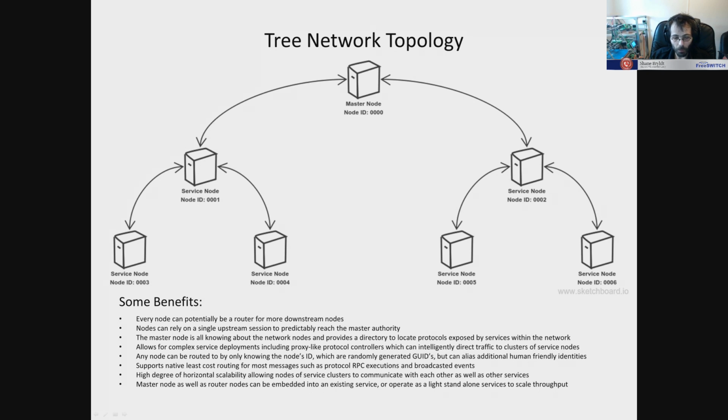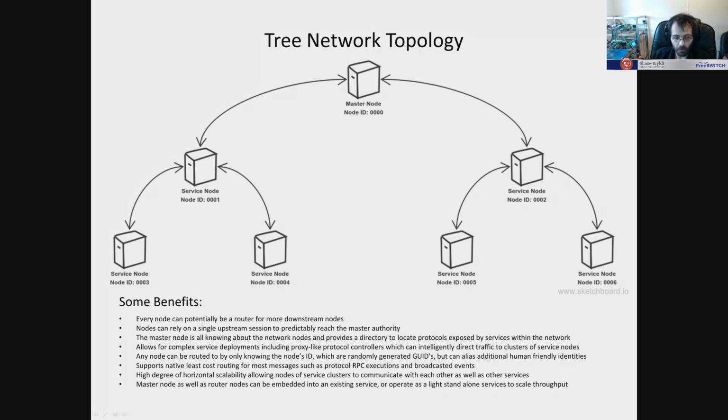Any node can be routed to by only knowing the node's ID, which are randomly generated GUIDs. So these will be randomly generated every time you connect to the network, but you can alias additional human-friendly identities. So if for some reason this service node here is actually a controller, not just a router, you might want to give it a friendly name just to make it easier to access.